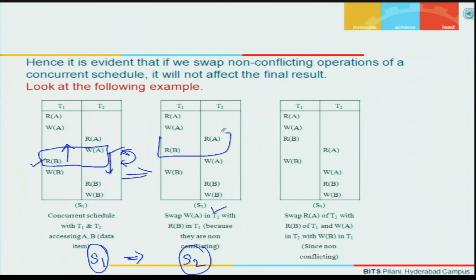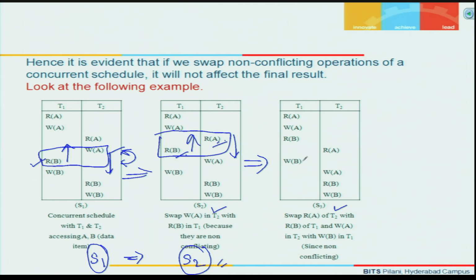if you consider this pair of operations, both of them are on different data items. This is on A, this is on B, and at the same time both are reading. Hence they are a non-conflicting pair of operations, and I can swap them. If I swap them, this will go up and this will come down. So S3 is the resulting schedule. S3 is a conflict equivalent schedule for S2 and S1.